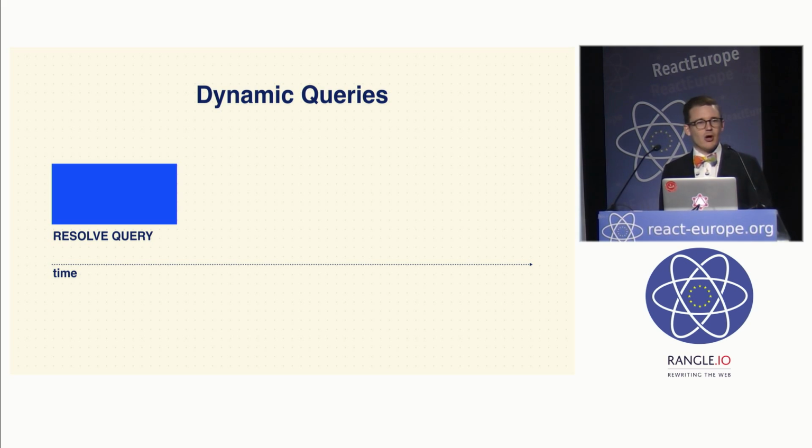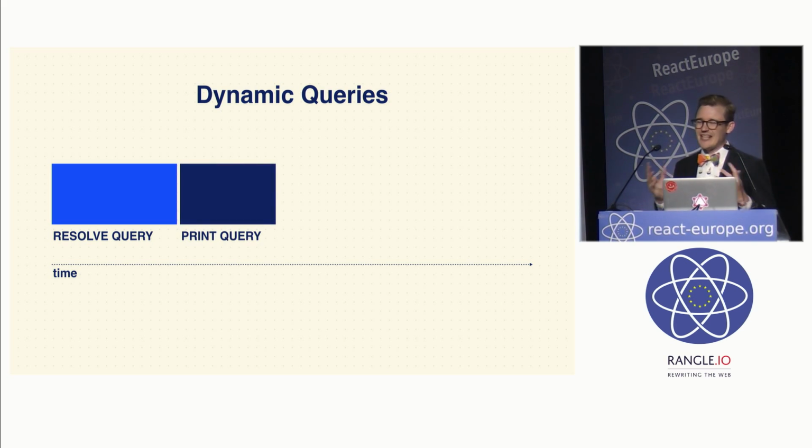So first we have to call all these functions on all of our components, compare it to what's in the cache, and then we can figure out what query we actually need to send to the server. Next, we need to take that data structure that we've constructed and actually convert it into a form that we can send over the network.